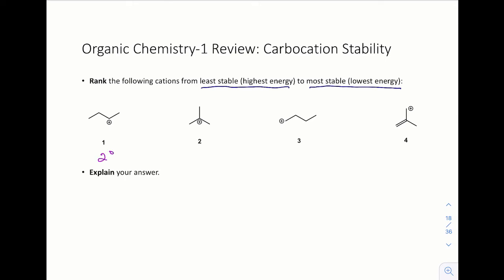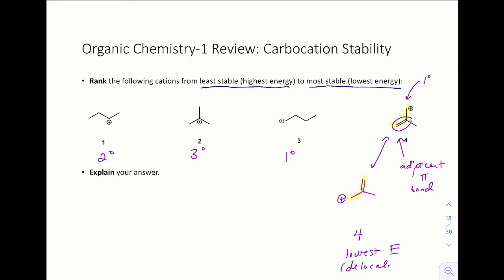All right, cation 1 is secondary, cation 2 is tertiary, cation 3 is primary, cation 4 looks primary, but we see this adjacent pi bond. This is one of the patterns we can look for to signal to us that a species can be described by resonance structures, showing that this charge is actually spread out on all 3 of these atoms. The charge is shared. So carbocation 4 will be lowest energy due to delocalization of charge.